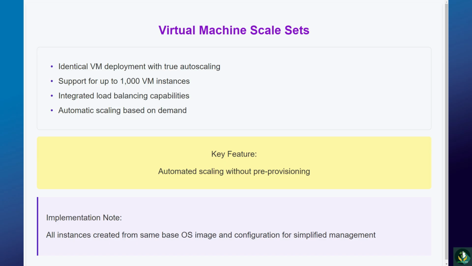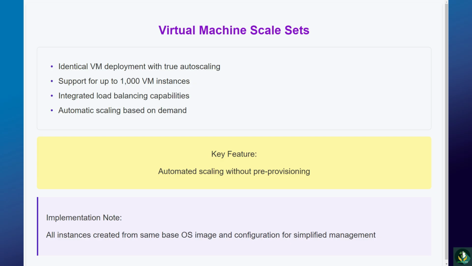Here's a practical example of how scale sets work in production. During peak hours, the scale set might run 20 instances to handle high traffic. During quiet periods, it might scale down to 5 instances to optimize costs. Scaling operations happen automatically based on your defined rules. Load balancing adjusts automatically as instances are added or removed.